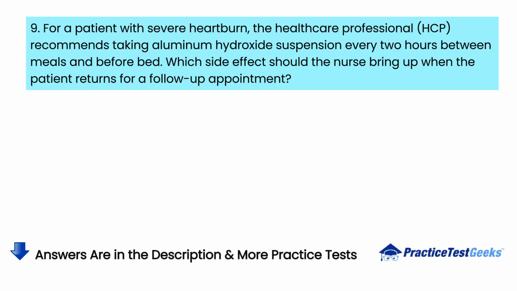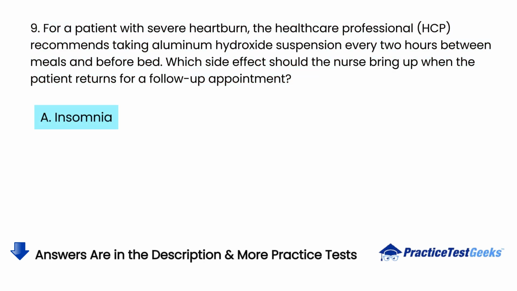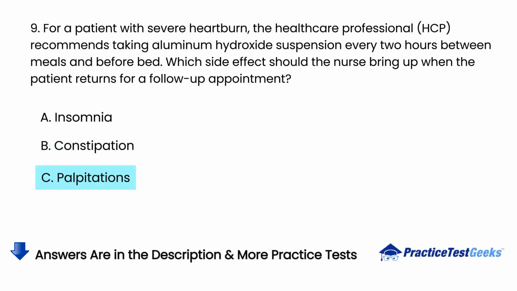For a patient with severe heartburn, the healthcare professional recommends taking aluminum hydroxide suspension every 2 hours between meals and before bed. Which side effect should the nurse bring up when the patient returns for a follow-up appointment? A. Insomnia. B. Constipation. C. Palpitations. D. Dizziness.